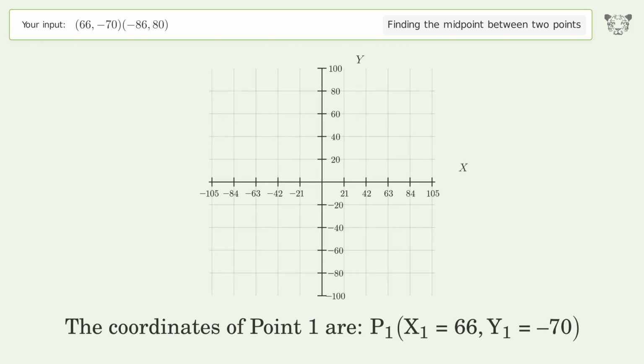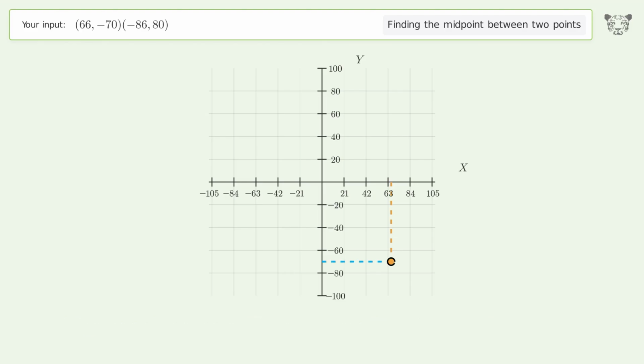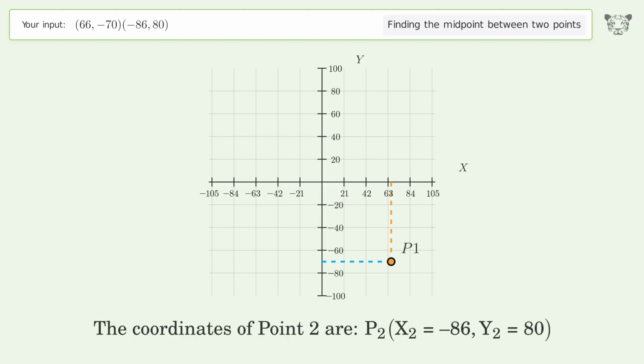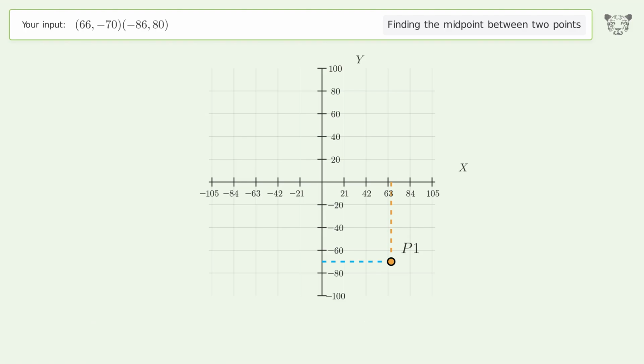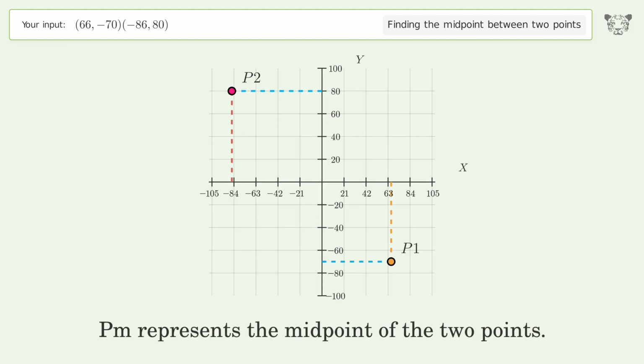The coordinates of point 1 are x1 equals 66, y1 equals -70. The coordinates of point 2 are x2 equals -86, y2 equals 80. PM represents the midpoint of the 2 points.